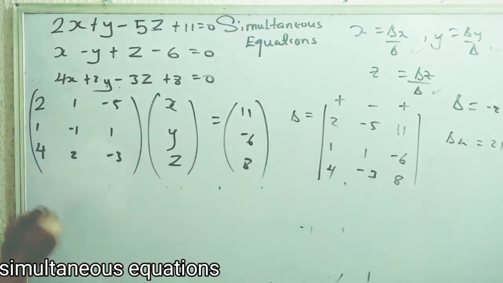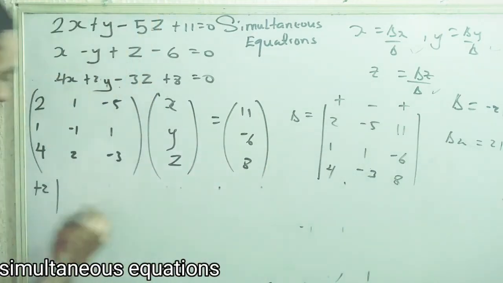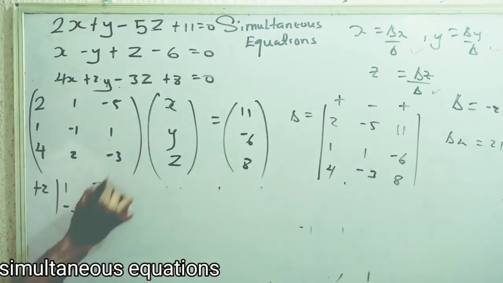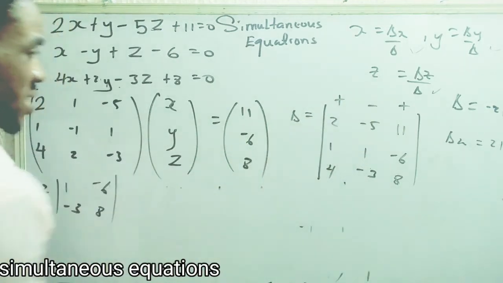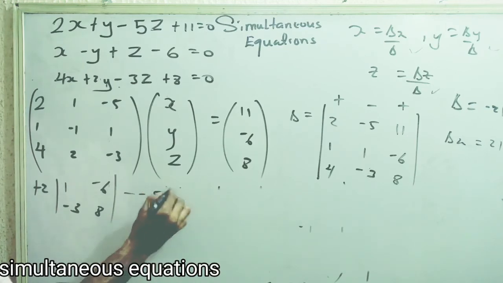So from that place I pick what? Plus 2. When I pick plus 2, this will go, this will go. So I have 1, minus 3. I have minus 6, 8. Minus, that's together with the 5 again. So I'm going to have something of this nature. That's minus 5. Minus 5 again.